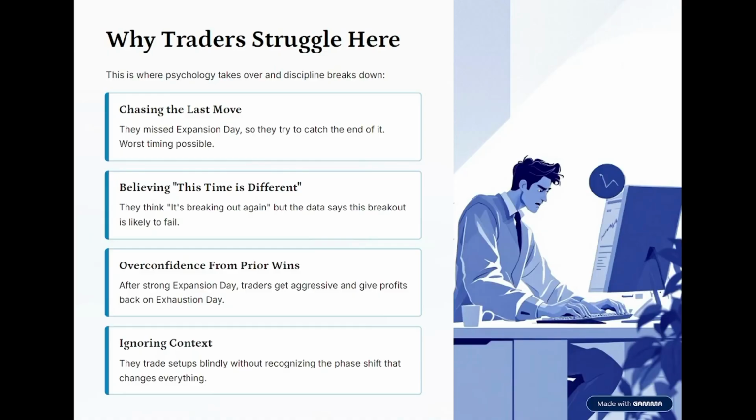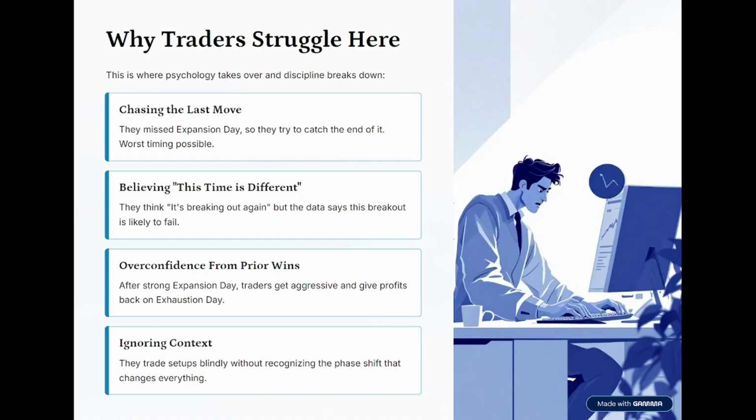Why traders struggle on this day? We all know that psychology plays an important part when trading, and that it's easy for a trader's discipline to break down. They find themselves chasing a subpar move because they missed the prior big move on the expansion day. It's the worst timing possible. Remain patient. There's always going to be another good setup around the corner. Traders find themselves believing this time it's different. The data shows that another breakout on an exhaustion is likely to fail, so trust the data.